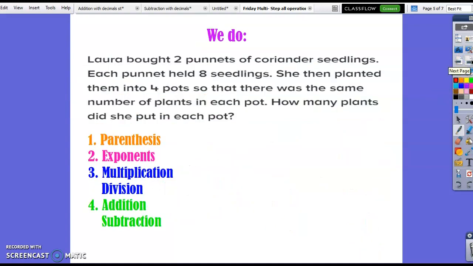Next one. Laura bought 2 punnets of coriander seeds. Each punnet held 8 seedlings. Then she planted them into 4 pots, so there was the same number of plants in each pot. How many plants did she put into each pot? So again, I want you to try to do this one on your own. Pause the video here and see if you can solve it.